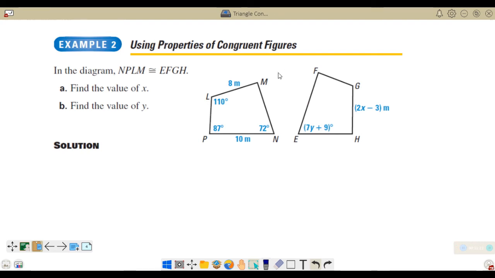Example number 2, using properties of congruent figures. So, in the diagram, we have quadrilateral NPLM and quadrilateral EFGH. So, since nilagay niya na dito yung symbol na congruence, we can assume that angle N corresponds to angle E. Angle P corresponds to angle F. Angle L corresponds to angle G. And angle M corresponds to angle H.